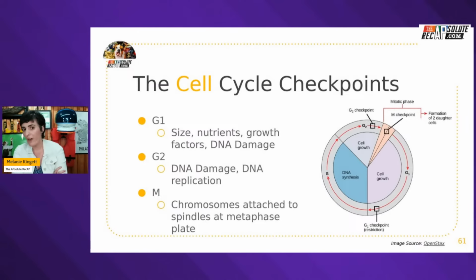So often we're going to look for damage. Do we have spindle fibers attached? Do we have all of our chromosomes? Have they been replicated? Are we ready for the next phase? Not shown here is G0, but G0 is that non-dividing stage that some cells will go into instead of continuing through the S phase.